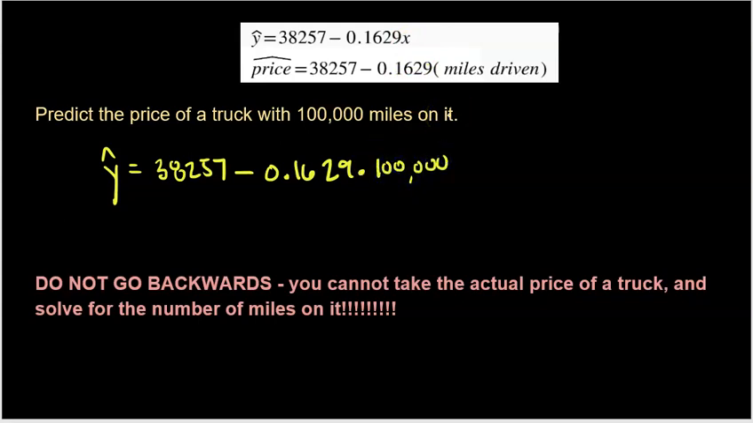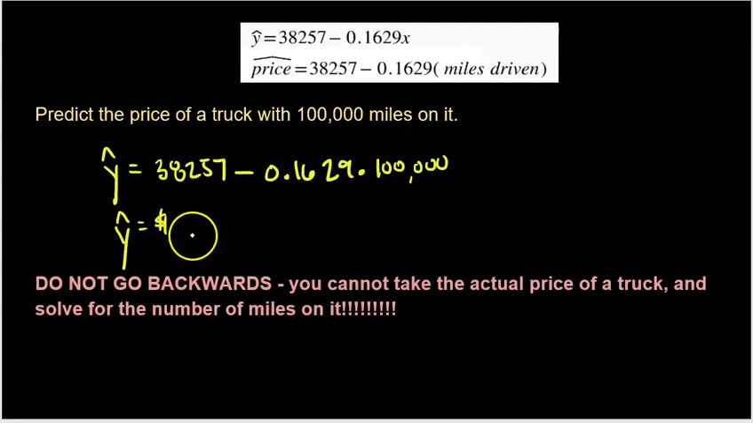All right, now I'm just going to go to my calculator, and I can type this in all at once, right? It's not very complicated. 38257 minus 0.1629 times 100,000. And I get $22,237 as the predicted price.